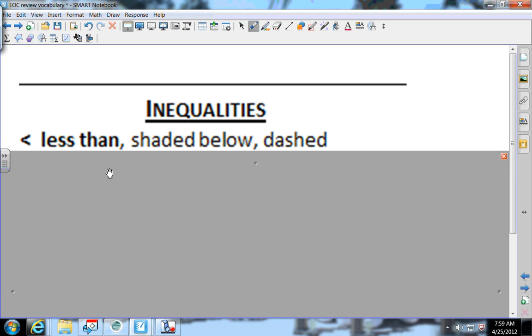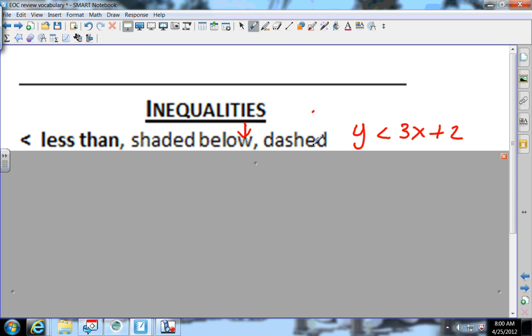Okay, when it's less than, if you have something like y equals 3x, or not equals, what am I doing here? Less than. Try again. Y is less than 3x plus 2. This is going to be a dashed line, okay? And because it's less than, you shade below.